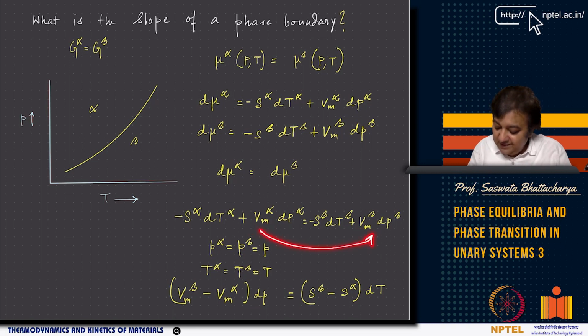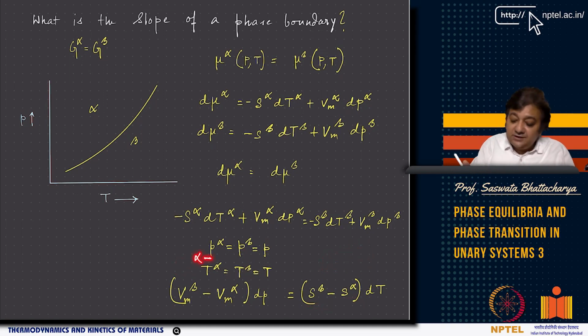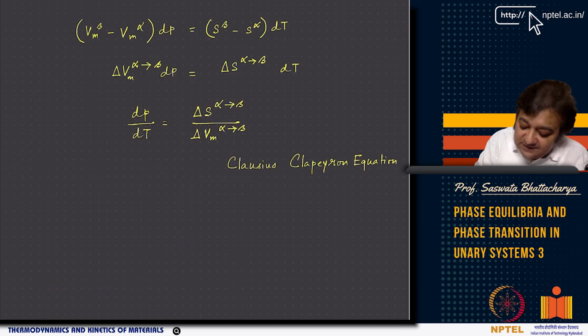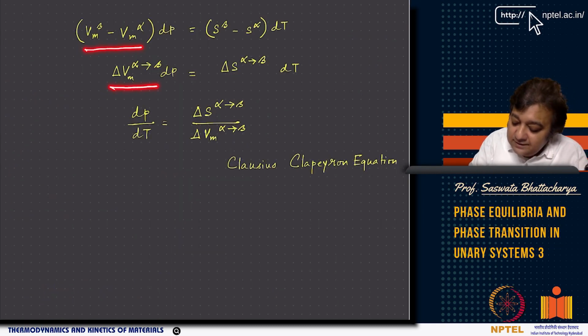So this becomes Vm beta minus Vm alpha dP, and I can take the S beta term this way, which becomes positive. So S beta minus S alpha dT, right? So basically, what is S beta minus S alpha? It is delta S alpha to beta, right? Delta S alpha to beta is S beta minus S alpha. This is delta V alpha to beta, right? So that's what I'm writing. So Vm beta minus Vm alpha is delta Vm alpha to beta dP equal to delta S alpha to beta dT. So this is the transformation.